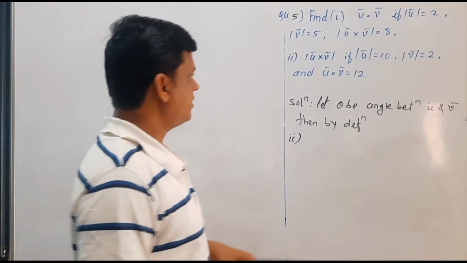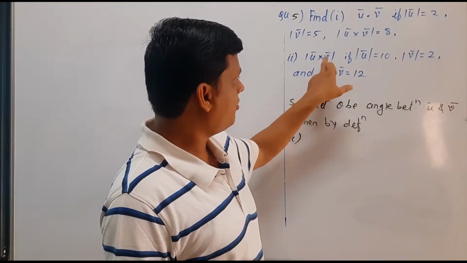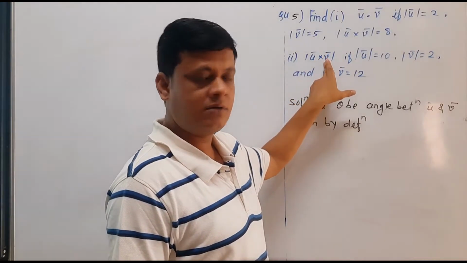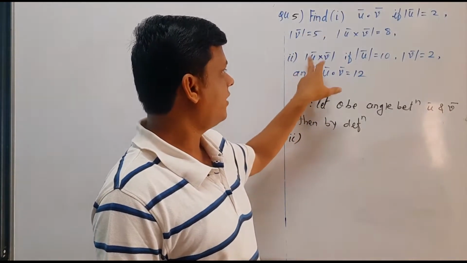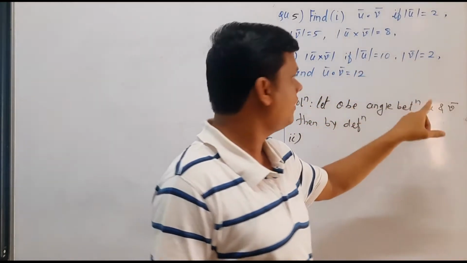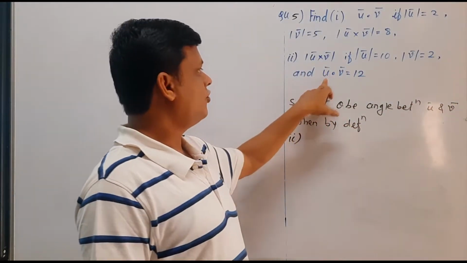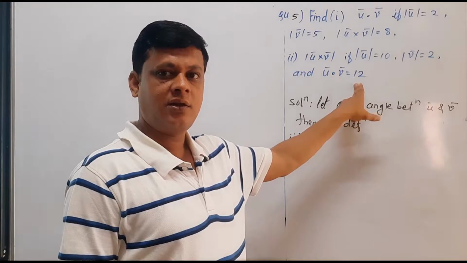Now see second sub question. Here we have to find the magnitude of u bar cross v bar, if magnitude of u equals 10, magnitude of v equals 2, and u bar dot v bar equals 12.